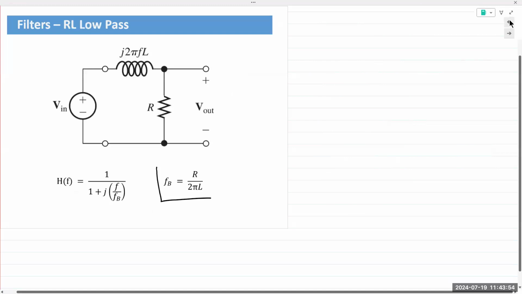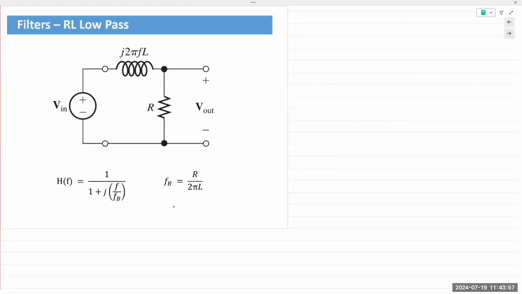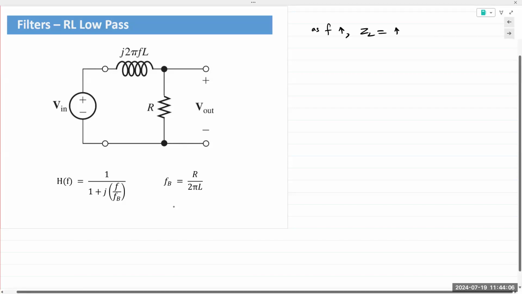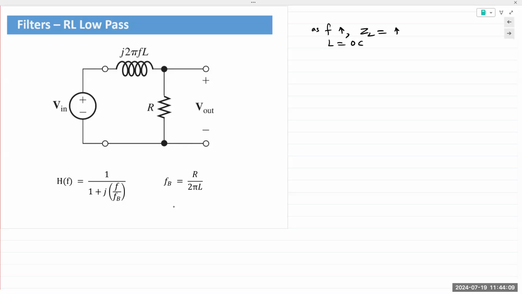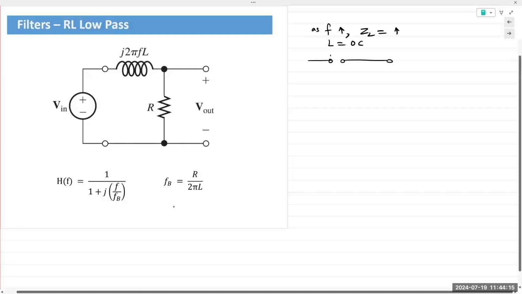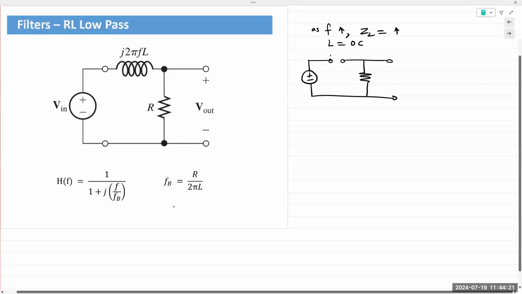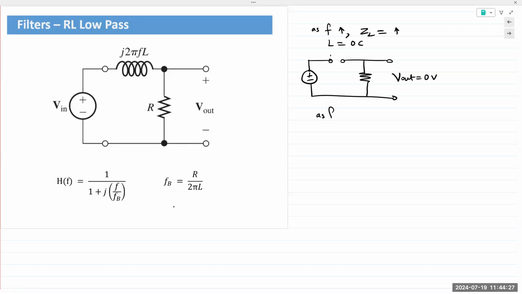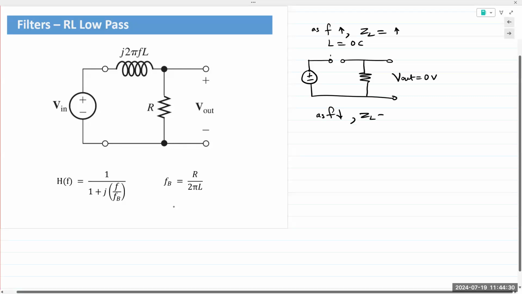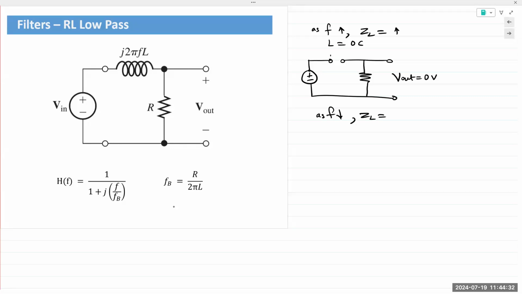Then let's look at an RL low pass. For an inductor, as frequency increases, ZL increases, and so the inductor is modeled as an open circuit. So at high frequencies, if you take the output across the resistor in an RL circuit, V out goes to 0 volts. As frequency decreases, ZL decreases, and the inductor behaves like a short circuit.